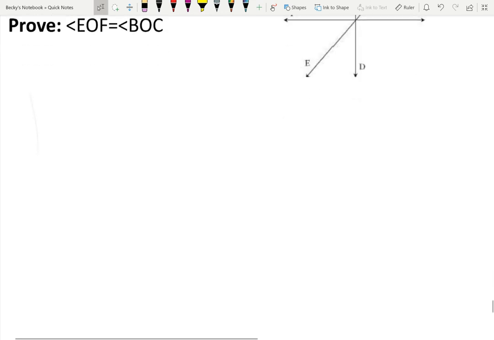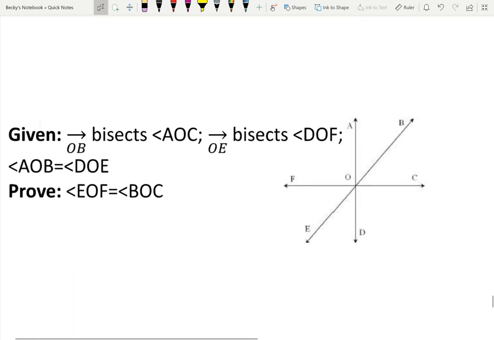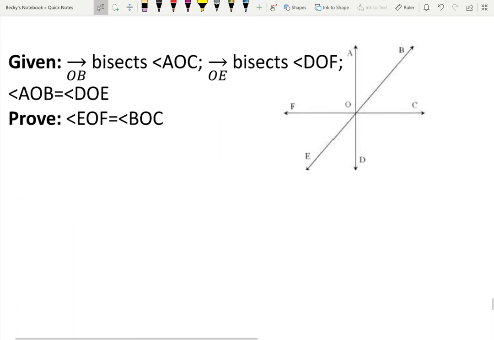Okay, I believe this is the last proof here. Okay, so OB bisects AOC. So let's find out AOC. And so I need to mark it. So I'm going to put my little markings on the diagram. Now, look what we just did. I read the word bisect and I applied it. That's going to be important for our proof in a minute.